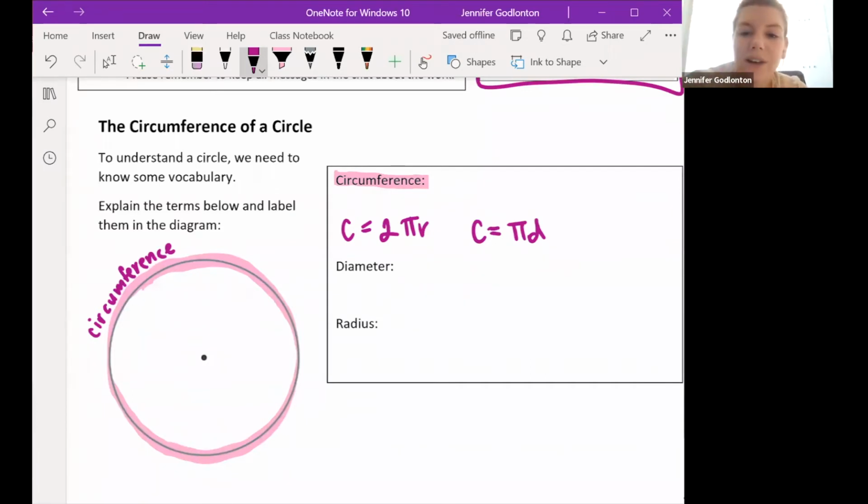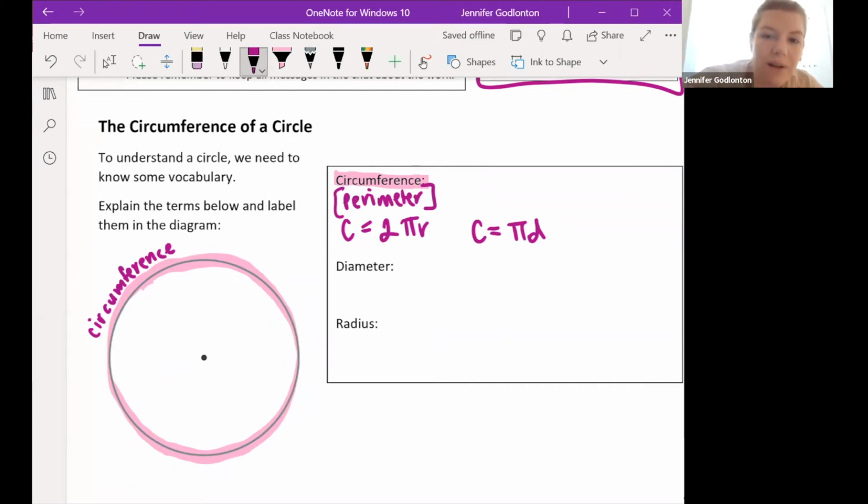When we're talking about the circumference of a circle, what we are actually looking at is the perimeter of that circle, because the perimeter is the outside of a shape. And so the perimeter of a circle is its circumference. If we're looking for the circumference of a full circle, we would be looking for the perimeter of that circle.